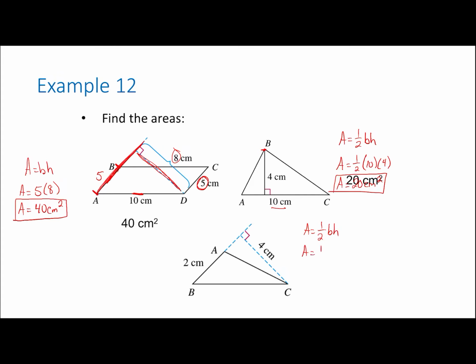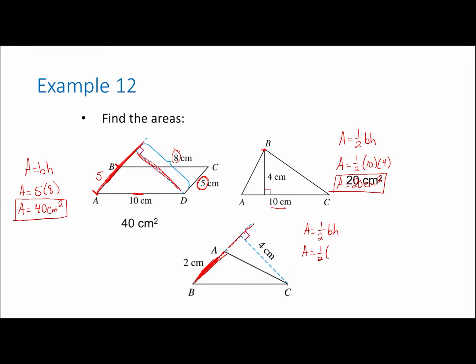And so it's 1/2. Now notice this time our base has to be this side, this segment AB. And the reason is because our height is the perpendicular segment through that side. Well, if you were to extend this side, then it would go through that side. So our height is from a vertex perpendicular through the opposite side. And so this 4 is that height. This side, this AB, has to be our base.